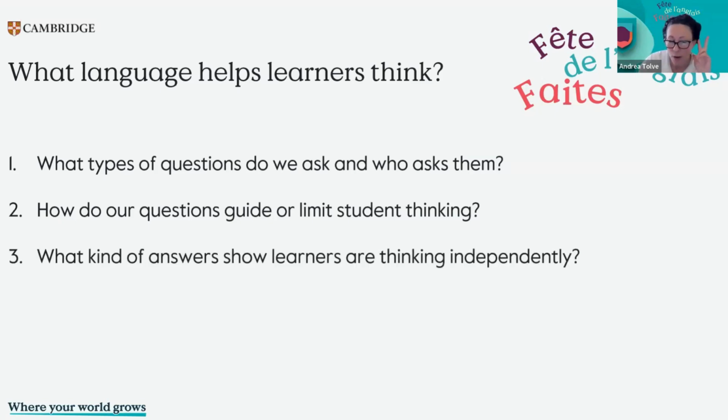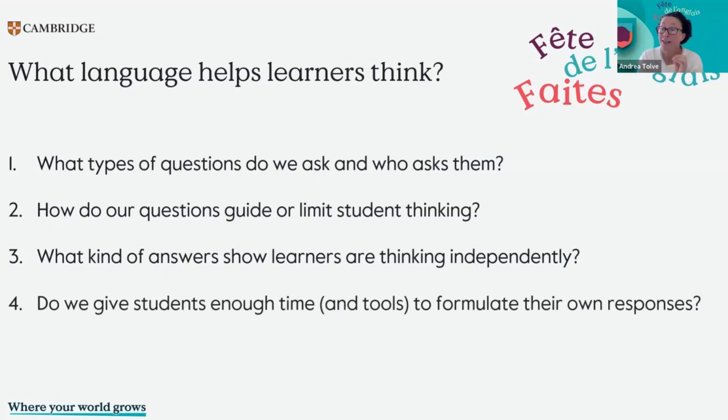The third question I want you to think about, what kind of answers show our learners are thinking independently? So what signals are we looking for in our learners? What are we looking for that shows our learners are actually making connections, or they're giving opinions rather than just repeating? Last question, and for me, this is one of the most important questions. Do we give students enough time and tools to formulate their own responses? How much time do we give our students before we expect an answer from them?